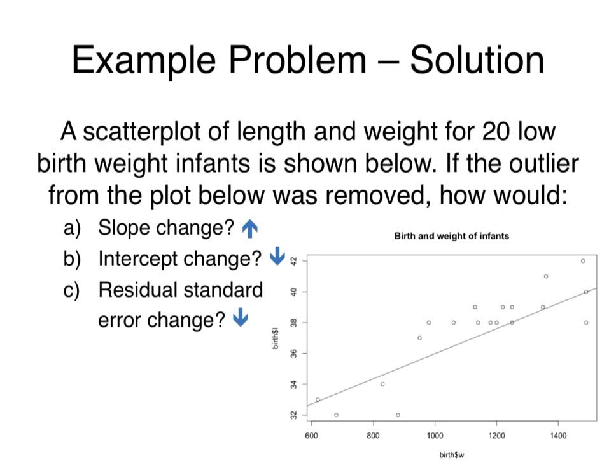The residual standard error would also decrease because on average, the predicted values are closer to the observed values, because we've removed the outlier, an observation that was far away from the regression line. In other words, the average distance between the regression line and individual observations is smaller now.